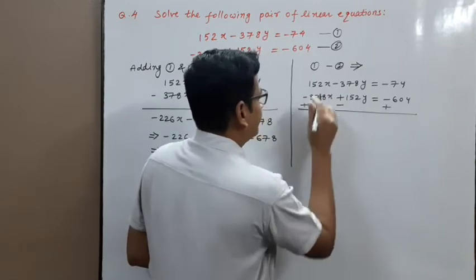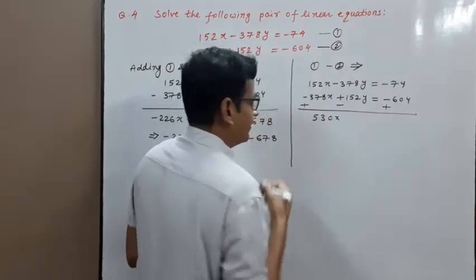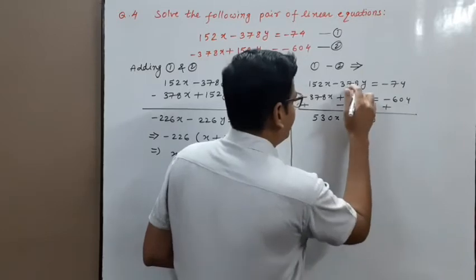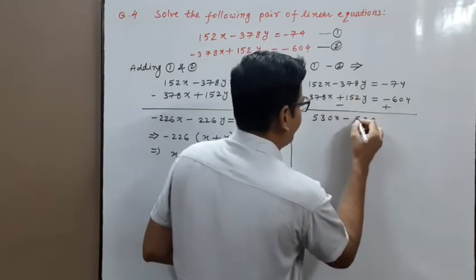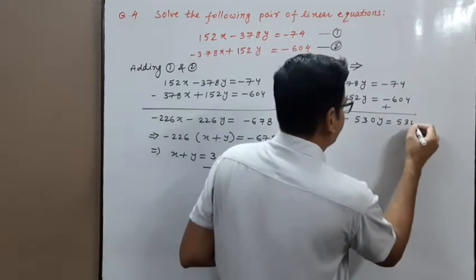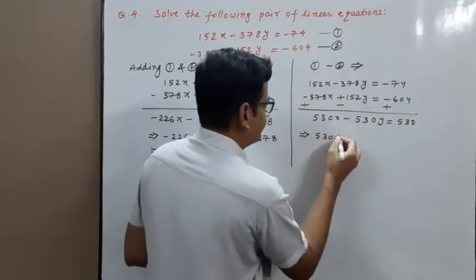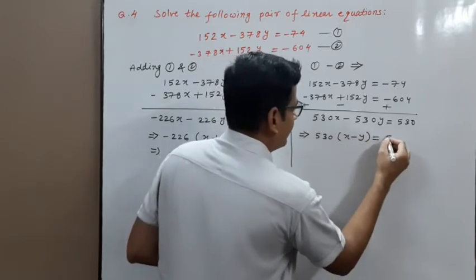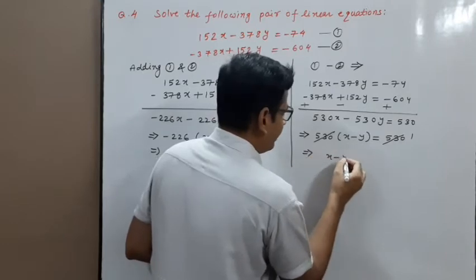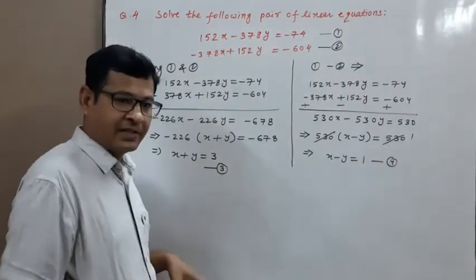Adding the x terms gives 530x. Minus 152y minus 378y gives minus 530y is equal to plus 530. Taking 530 common, we get x minus y is equal to 530 upon 530. 530 times 1 is 530. So the new equation we get is x minus y equal to 1. Equation number 4. These two are very simple equations.